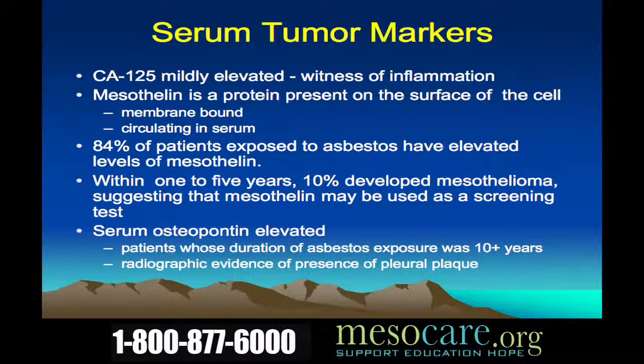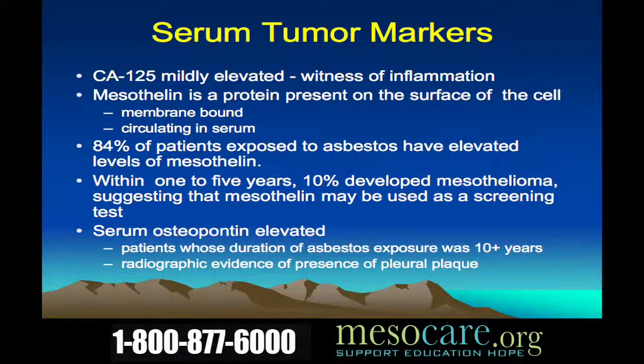Mesothelin is the next one, which is not yet FDA approved in this country for the diagnosis of mesothelioma, but can be obtained on a compassionate basis, but you need to register to a special IRB to be allowed to order the test. And so we can do that here, just give me a call.